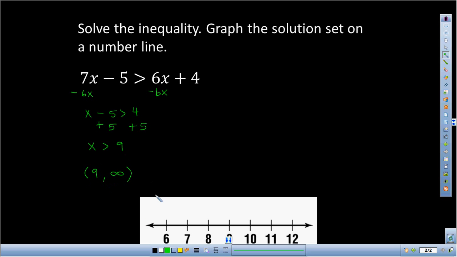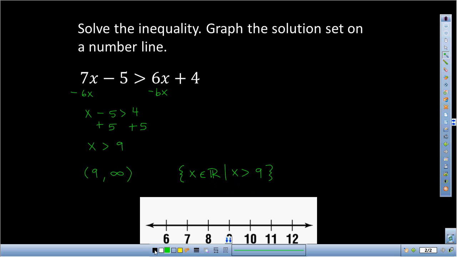Set builder notation is just a way of saying that our solution is any real number that meets the conditions of x being greater than 9. So we're going to use the brackets for set notation, and we're going to say that x is an element of the real numbers such that x is greater than 9. This is what we call set builder notation.